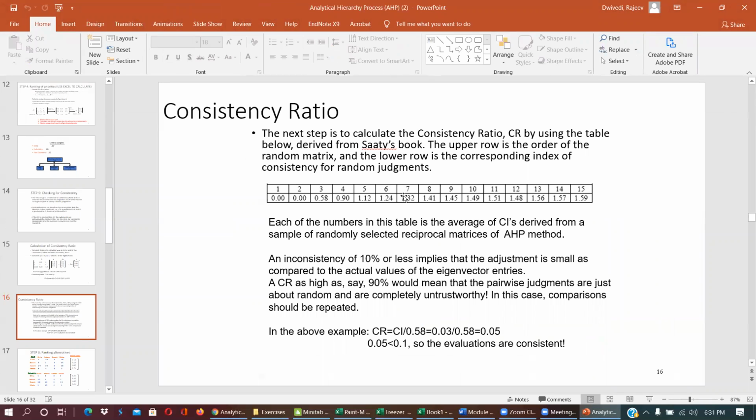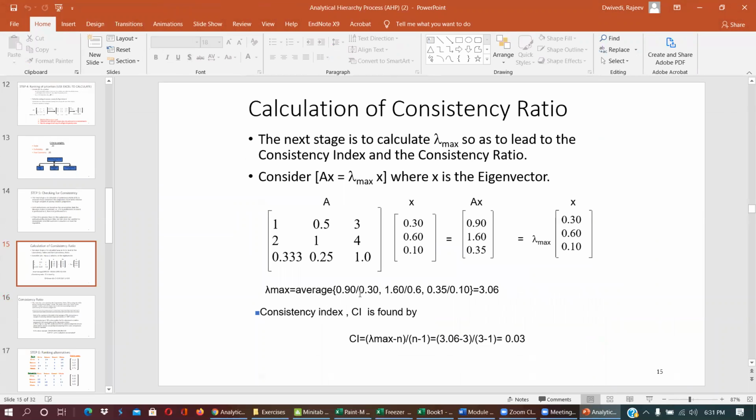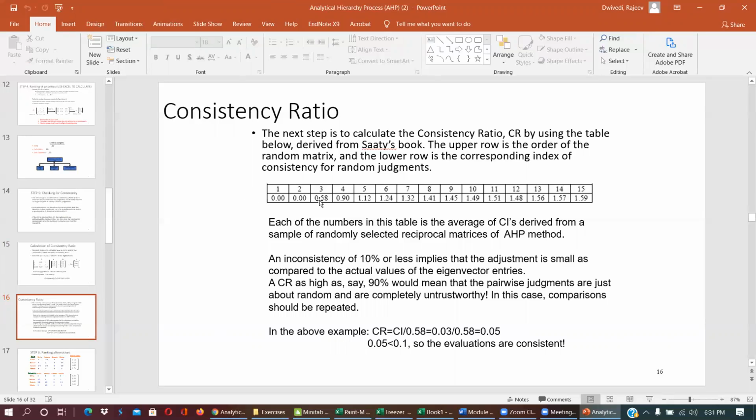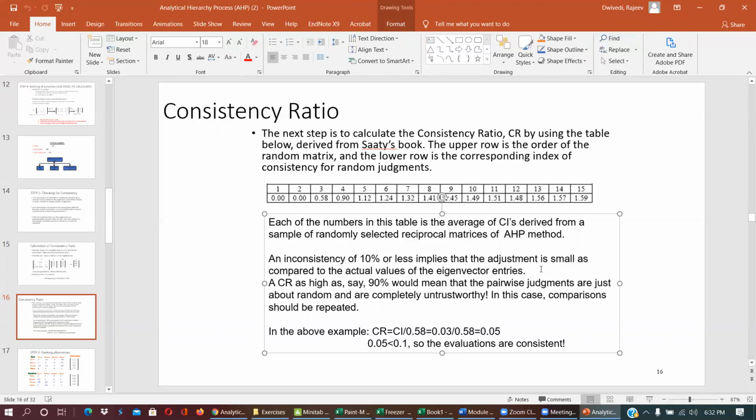And that's how we do it. First we find lambda, then we find the consistency index. That consistency index has to be divided by the scale given by Saaty, and then you get the consistency ratio. If your consistency ratio is 10% or less, you can say your judgment is good.